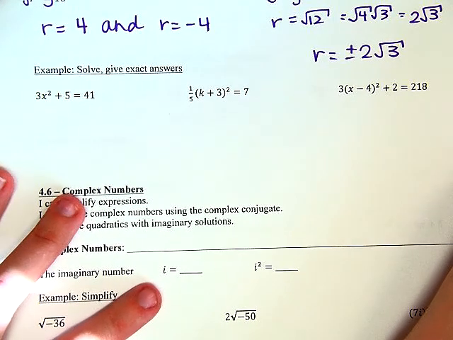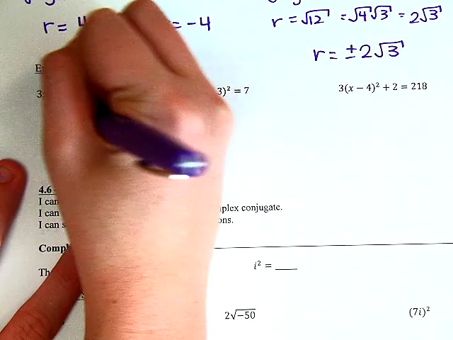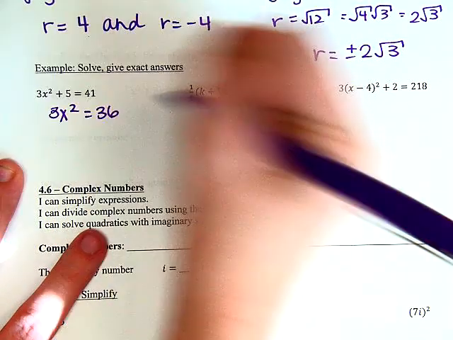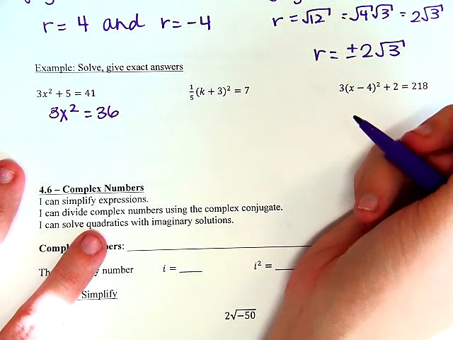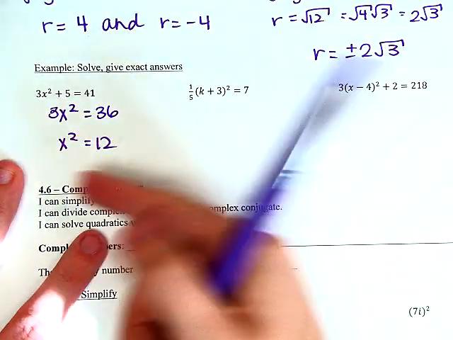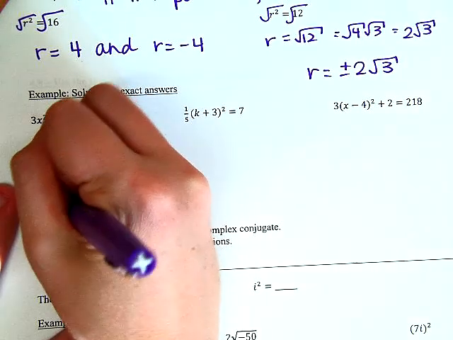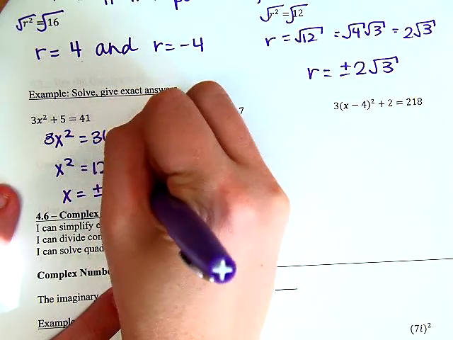Solving, giving exact answers. So I got to get the squared part by itself. So I'm going to subtract 5. I get 36 and divide by 3. I get x squared equals 12. Well, we just did that right up here, and we got our answer plus or minus 2 square root 3.